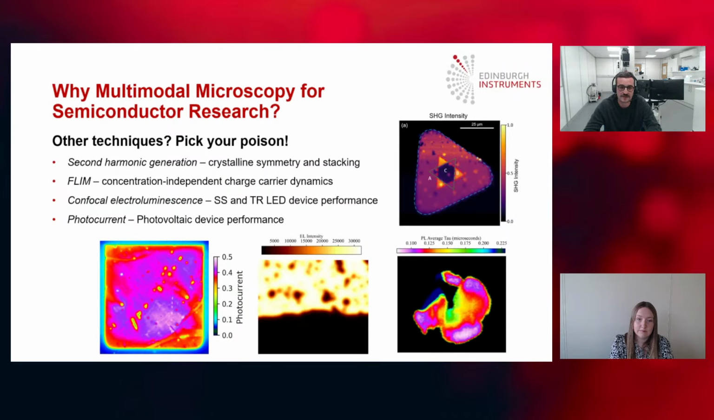With those things in mind, it's also easy to integrate more direct performance techniques into the system. So if you had an LED or an OLED, we could couple in steady state and time resolved electroluminescence. Or if you were working with photovoltaics, we can also couple in photocurrent imaging. So in the example on screen, we have a sample and we raster the laser over it. And at each point, we get the photocurrent as well as Raman and PL spectra.